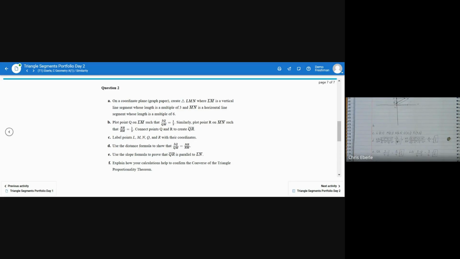Part E, we have to use the slope again. So in this case, we're going to find the slope of QR. And we're going to find the slope of LN. And we find that both of these slopes should be the same. And they are. If we reduce them, so 2 over 4 reduces to 1/2, and 3 over 6 reduces to 1/2 as well. So we should come up with the same slope. Okay, and then the last part then is to talk about the converse of the triangle proportionality theorem.